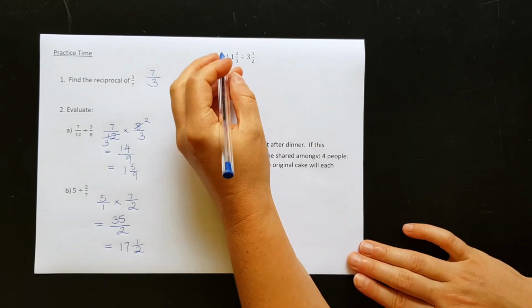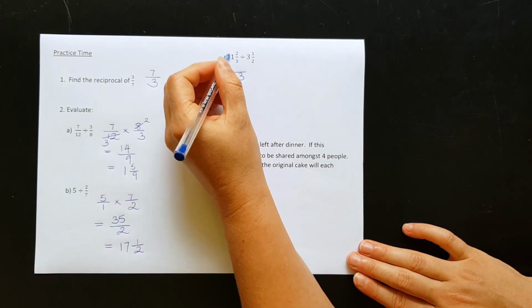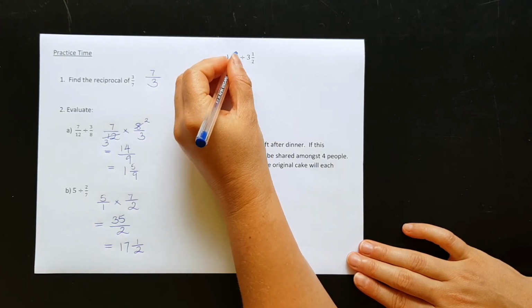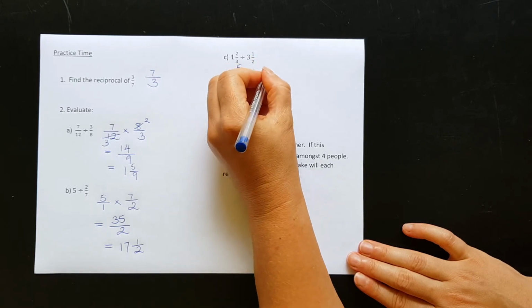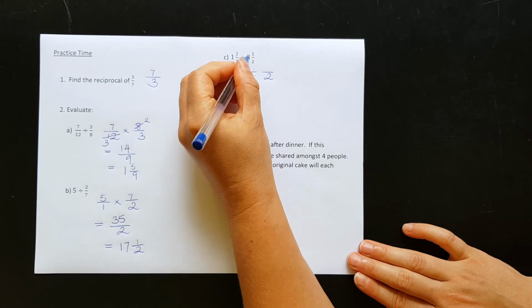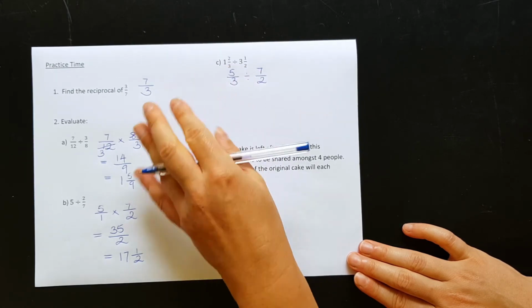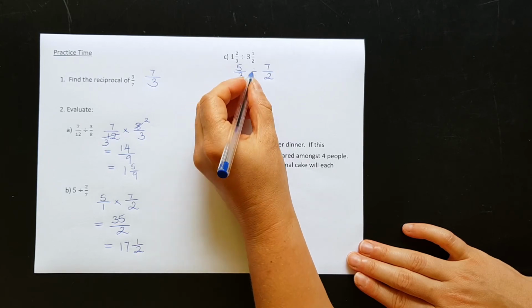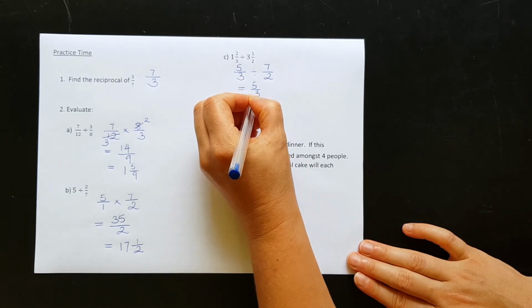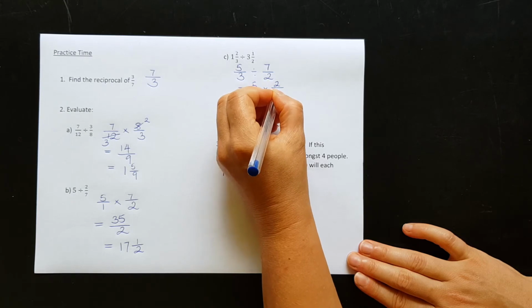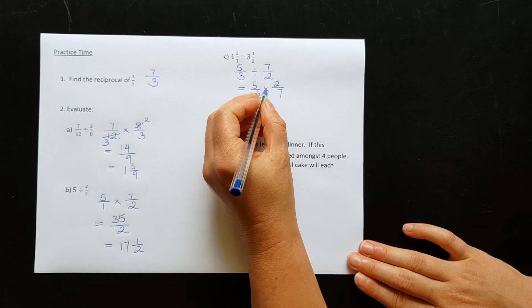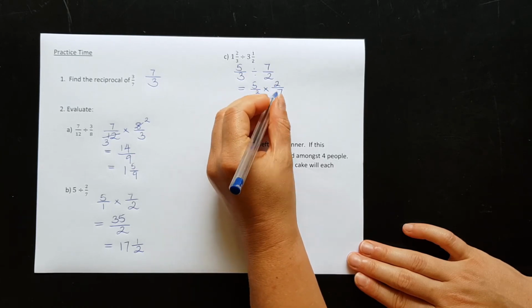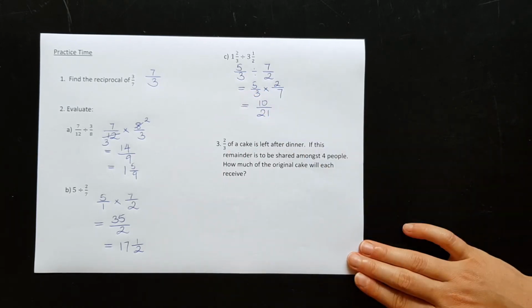And for C, we change this into improper fractions. So 3 on the bottom, 3 times 1 is 3, 4, 5, adding those on. Divide by 2 on the bottom, 2 3s is 6, plus that on is 7. Now we need to change our divide to a times, turn the second fraction upside down. Nothing there to cancel, so 5 times 2 is 10, and 3 times 7 is 21. And that's it for that question.